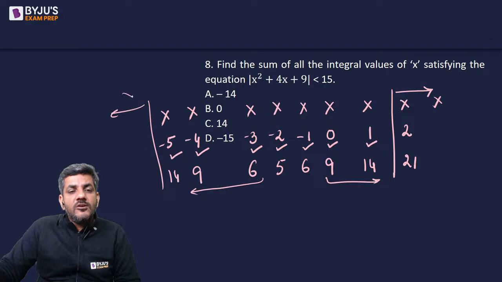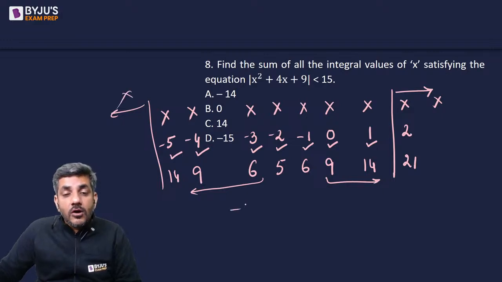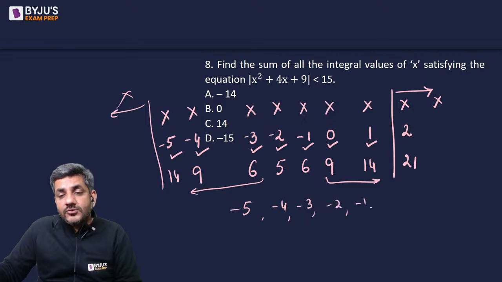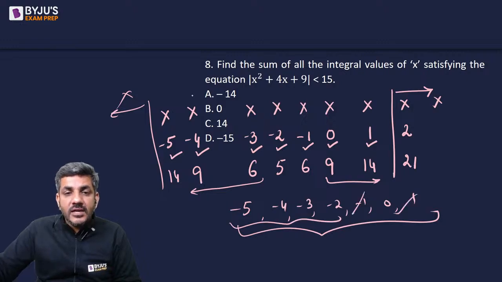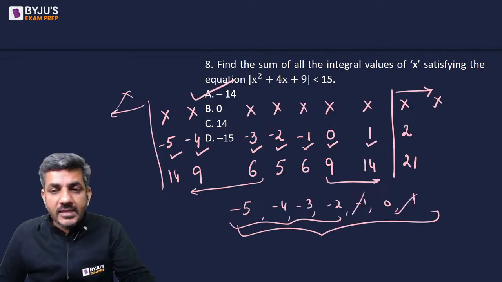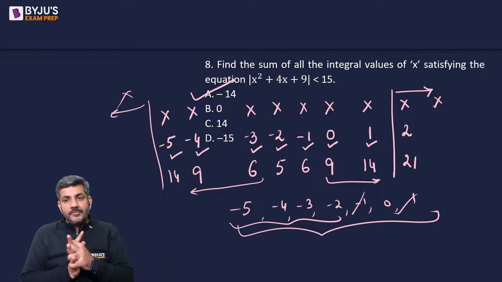That means the next value would not be satisfied. What all values of x can I put? -5, -4, -3, -2, -1, 0 and 1. So what is the sum of all these values? These two cancel out. Their sum is 14. So my answer is option A, that is equal to -40.